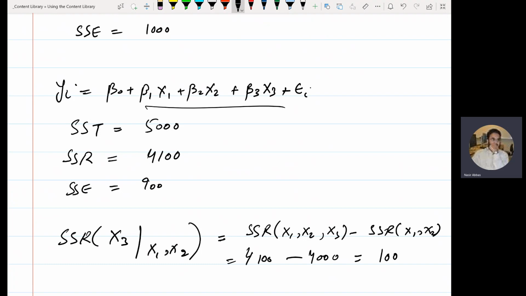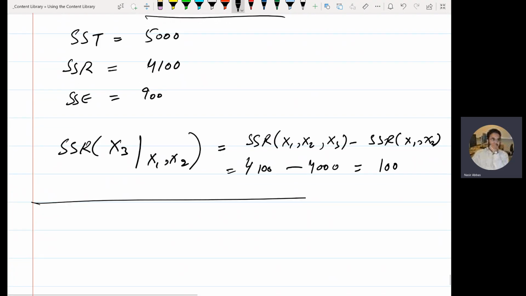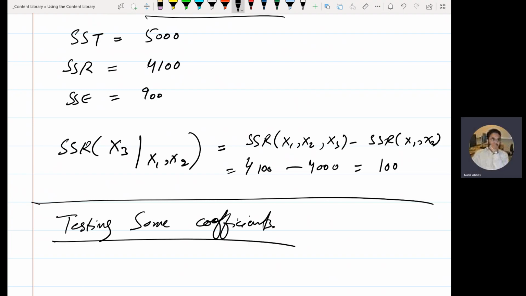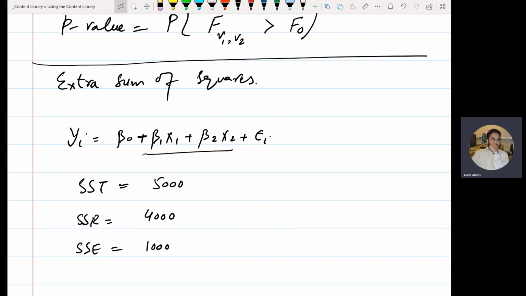So this extra sum of squares concept will be useful when we are testing some coefficients. The case number 3 in this diagram, the one I made for you at the end of last week, or maybe at the start of this week. So next class, we'll be moving towards case number 3. We are done with testing one coefficient. We are done with testing all coefficients. Next class, we'll be doing testing some coefficients. And next time we'll do the linear constraint thing.